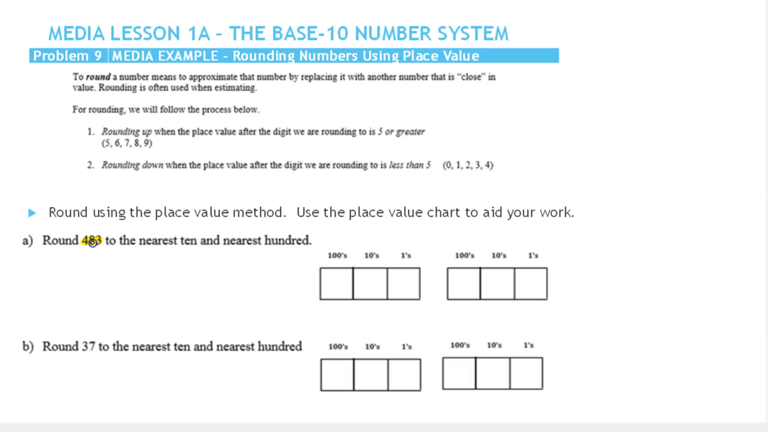Round 483 to the nearest 10 and the nearest 100. So there's actually two problems here, and we're given some place value charts to aid our work. But first we're going to look at base blocks. So remember, base blocks, the tens values are rods, the hundreds values are flats. So we can look at a way to visualize this.